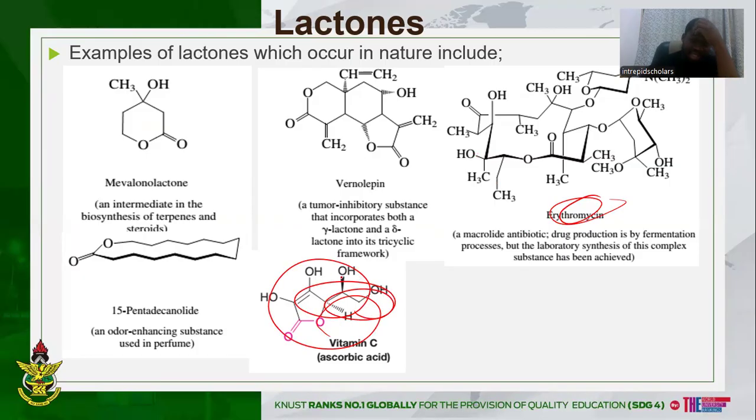Now, vitamin C is called ascorbic acid. Why is it called ascorbic acid? Clearly, there's no acid here. There's no acid in this structure. So why is it called ascorbic acid? Let's explain. The first one was what I was trying to explain formally.